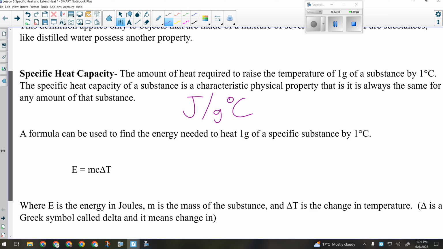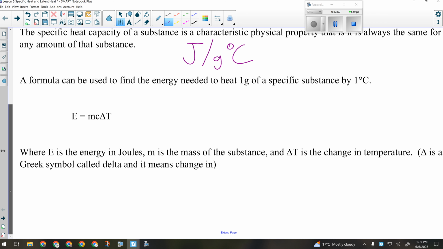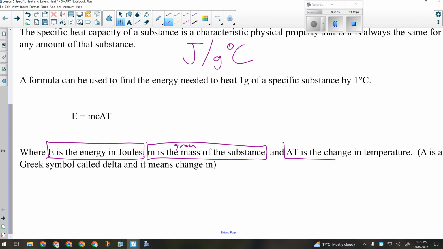All right. Now, here's the formula for specific heat capacity. E is energy, and that's going to be in joules. M is the mass, and we're back to using grams for this because now this is thermal chemistry. Chemistry uses grams. And then delta T, delta always means change. It's the change in temperature, and that is in degrees Celsius.